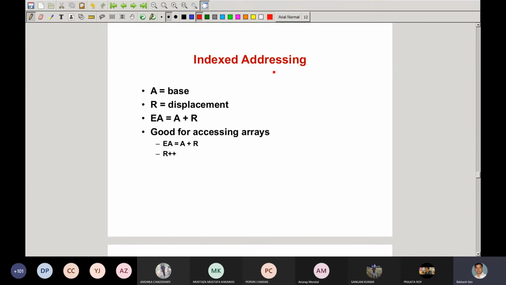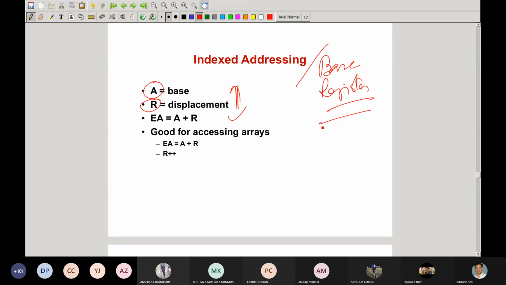In index addressing mode, A contains the base, R contains the register. So this is just the reverse of this one, base register. Am I correct or not? Am I correct or wrong?